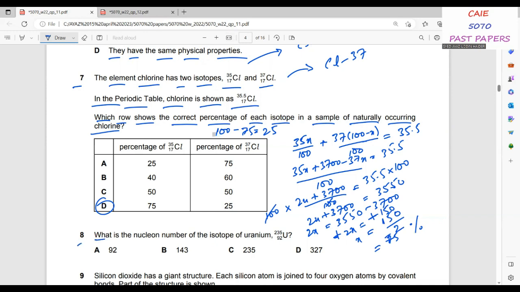8. What is the nucleon number of the isotope of uranium, 235U92? Now they are asking about the nucleon number. It's very easy. The big number here is 235. 92 is the proton number. 235 will be the nucleon number. So C will be the right answer. Number 9.